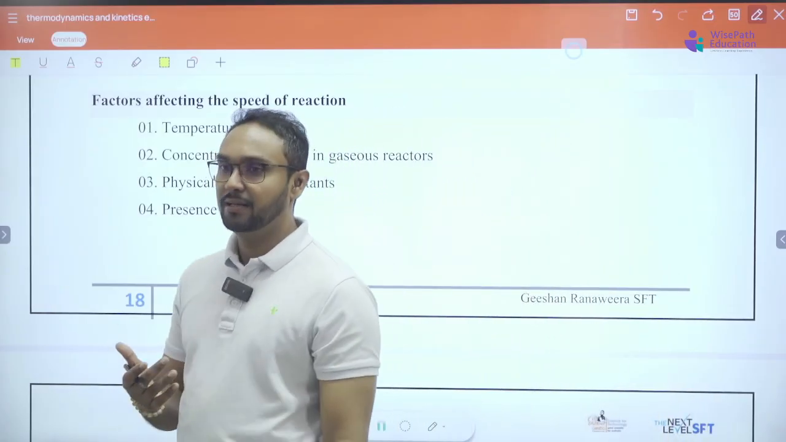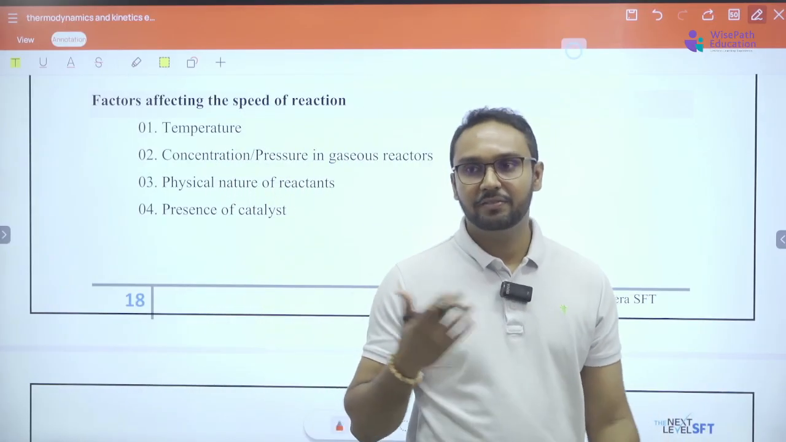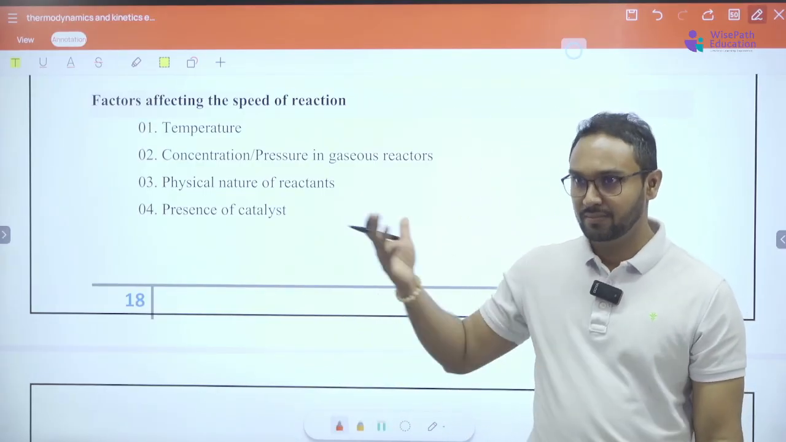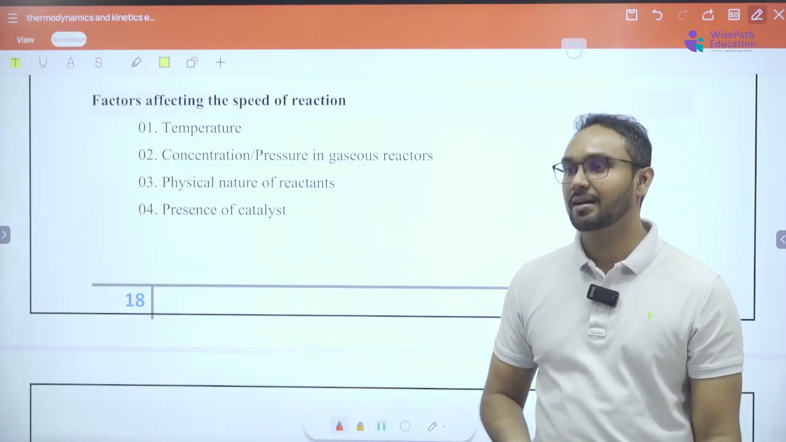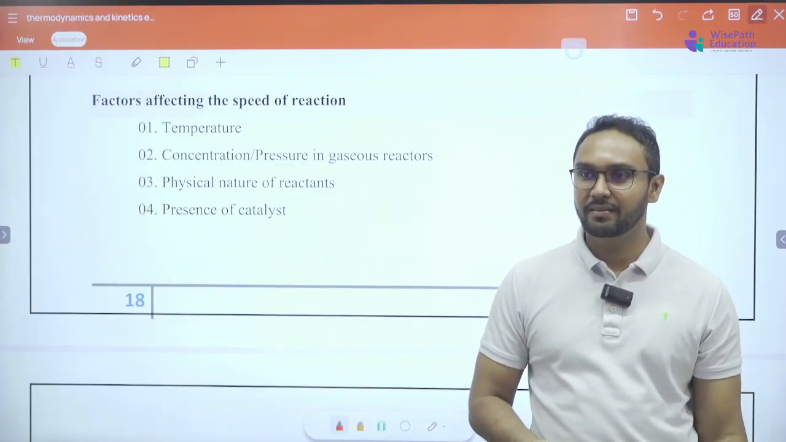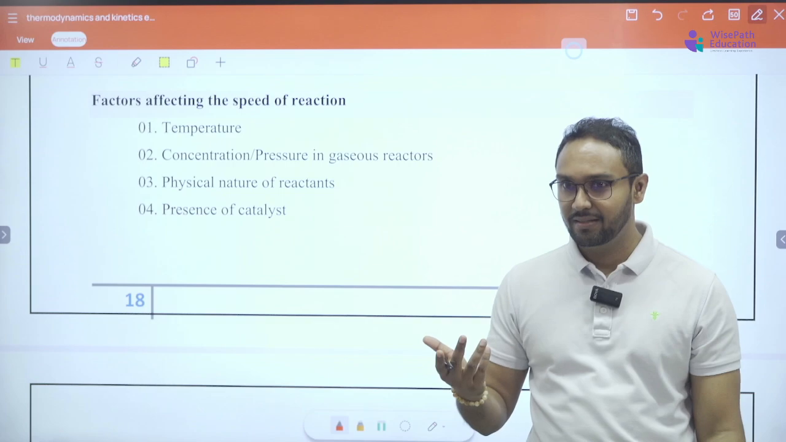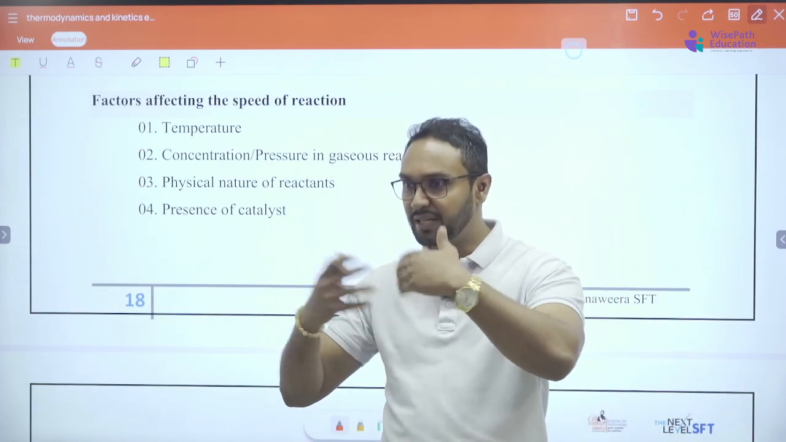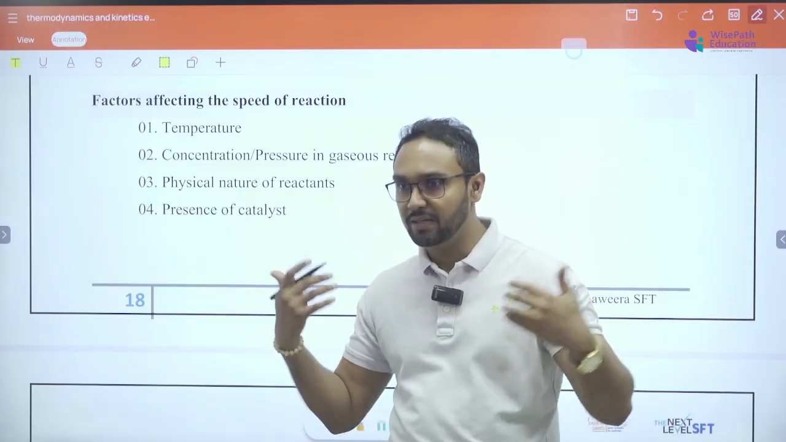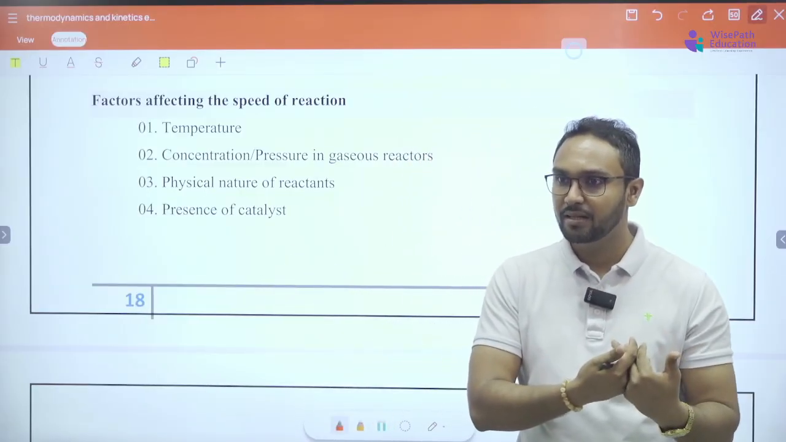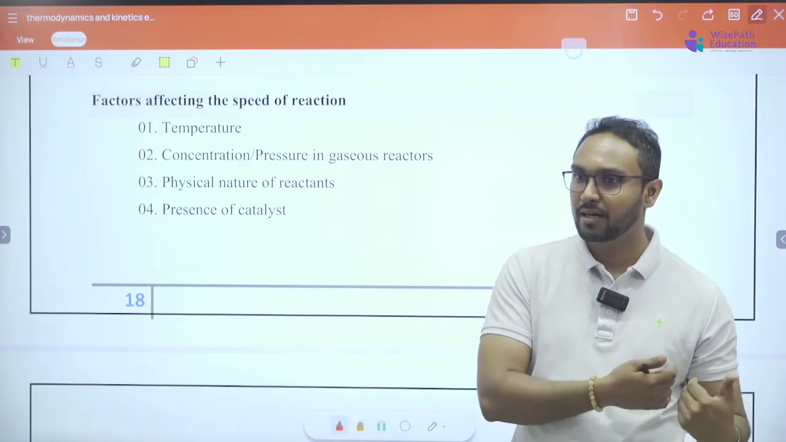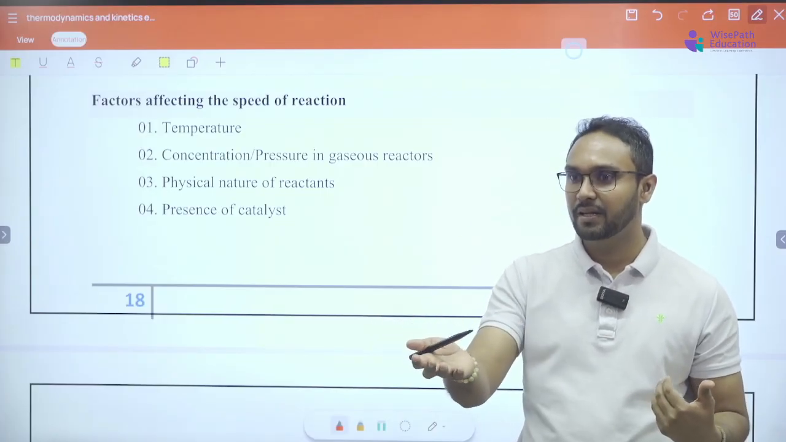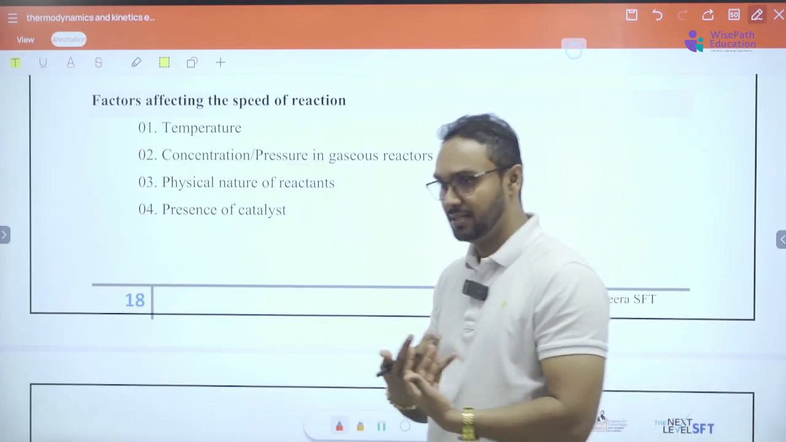How do you explain the effect of temperature on the rate of reaction? When the temperature increases, collisions increase. Why? The kinetic energy of the reactants increases. Then the number of collisions is increasing, so there is a higher chance of reacting. Then the products are produced. That means the rate of reaction is increased. That is how it happens.